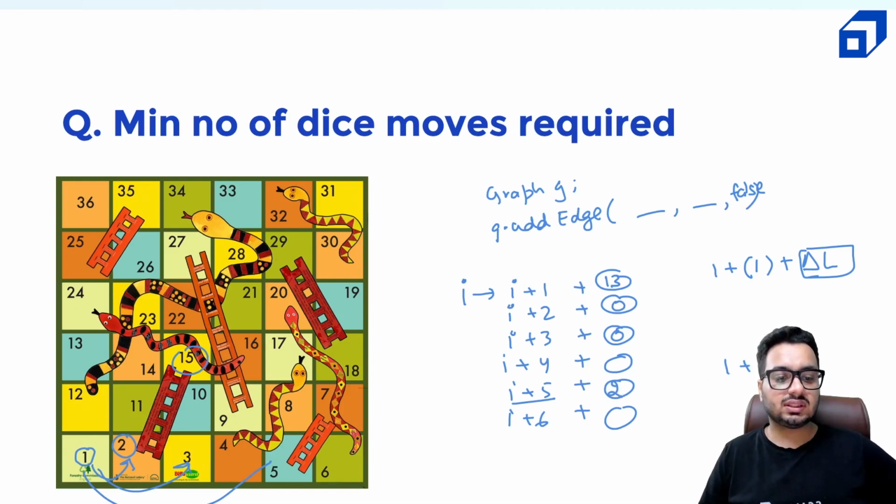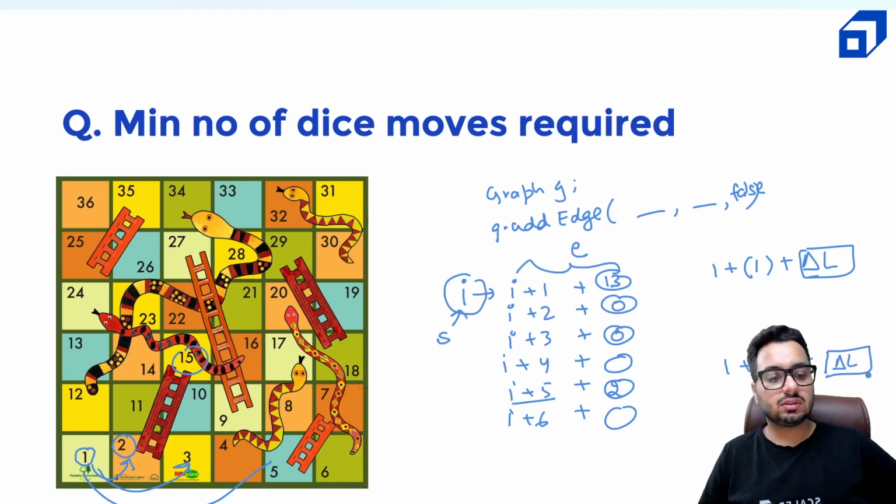How do I compute this delta? I have to compute it and store it in an array. That means in an edge, this becomes the starting point and this becomes the ending point of the edge. This delta is very easy to compute. For example, you are given there is a ladder from 2 to 15. You can easily store it in some kind of array.